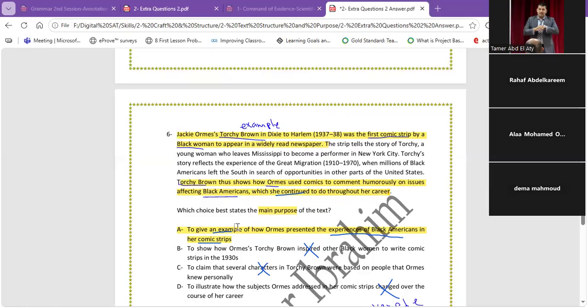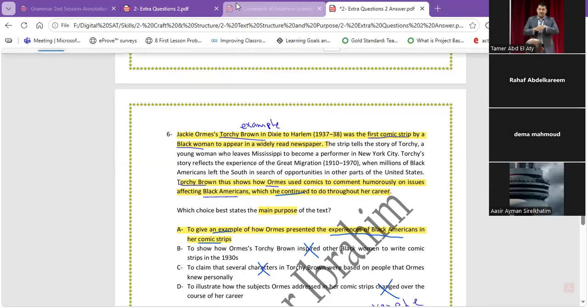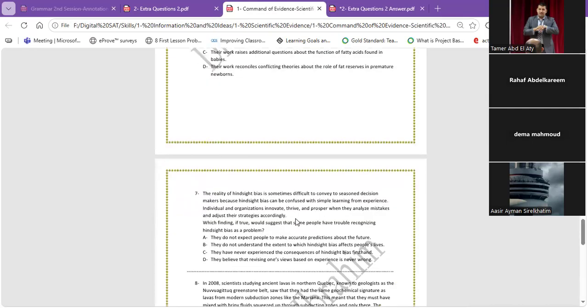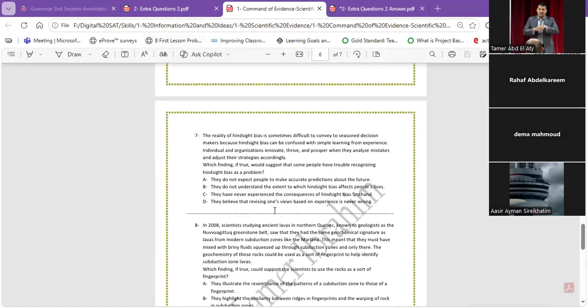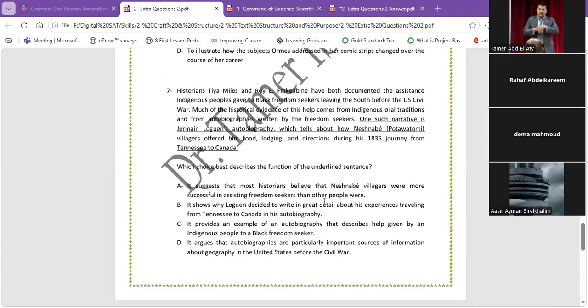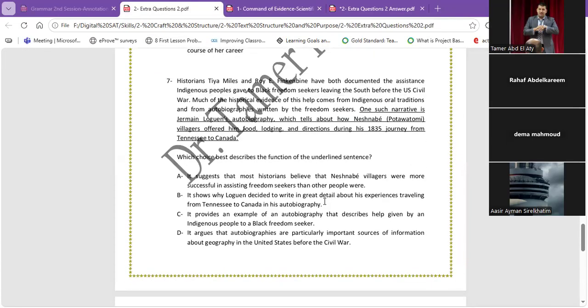And again, just to be sure that your answer is right, read the whole text. Asir, Ayman, clear? Yes. Number 7. Not this, I'm sorry. Number 7. Write the answer in the chat box.